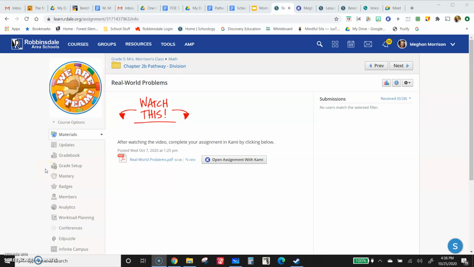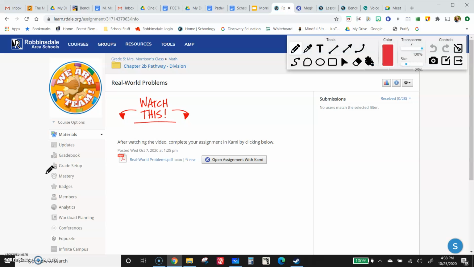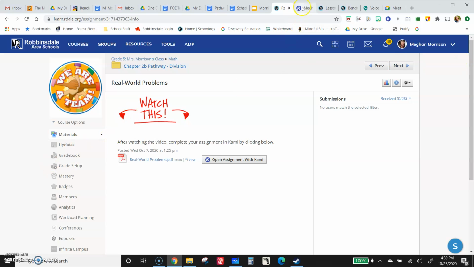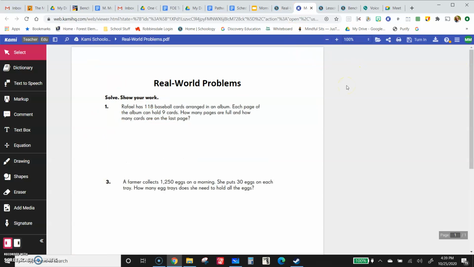All right, last assignment before the test. You got this. So this is all about real world problems. I know you did the one earlier, this pathway about interpreting remainders. It's very similar to that. Has some word problems, real life problems. So let's just go over what those are and I can give you some tips.